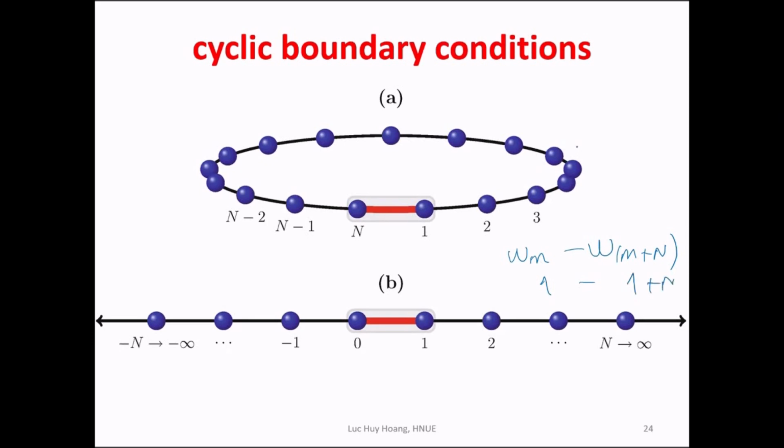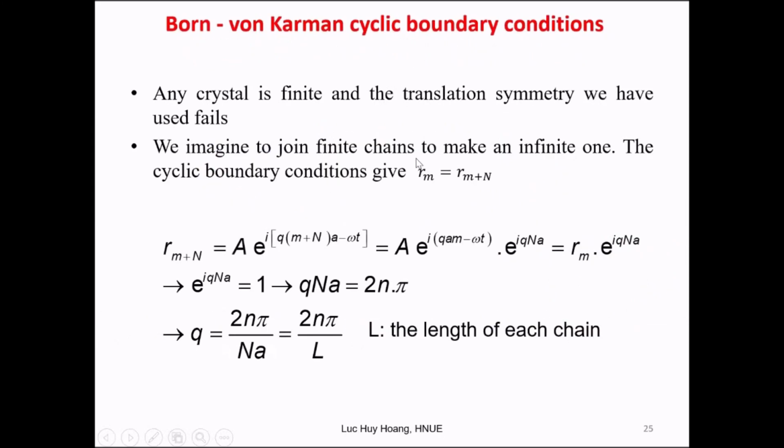So you can imagine that we make the linear chain here become a ring, like a train. If you make a ring like this, N plus 1 becomes 1, 2 plus N becomes 2, and 3 plus N becomes 3. So it becomes a ring, right? If we have the ring here, we don't have a boundary anymore. So we can make the finite system become an infinite system. Okay? And therefore we have this. Rm equals Rm plus N.